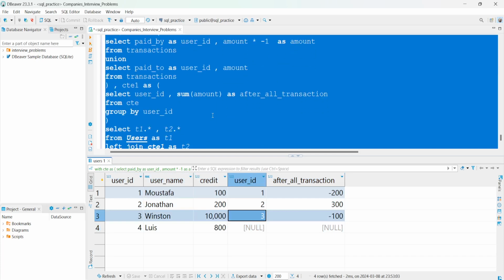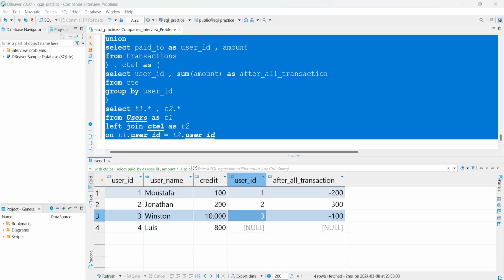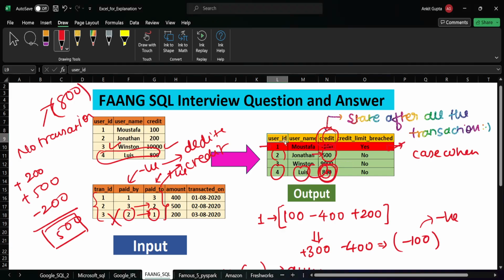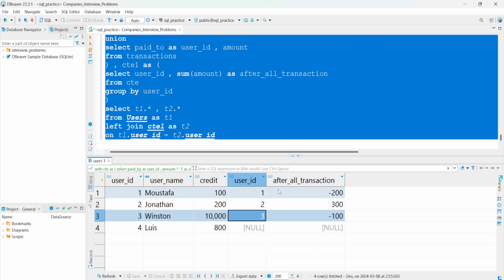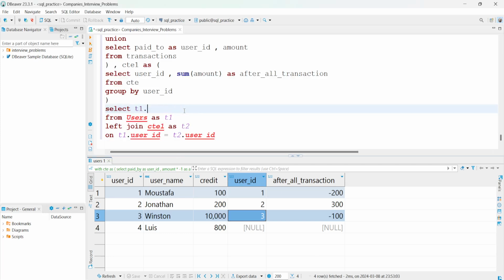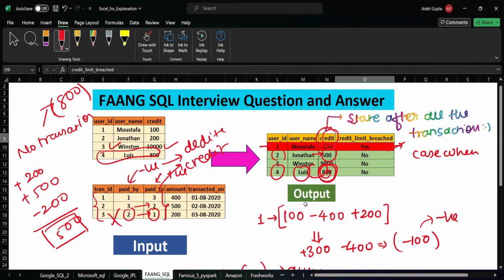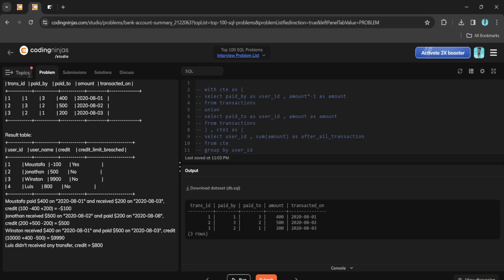Okay, so in the output, whatever things we need, we will write accordingly. In the output, we need user ID, username, credit, and this column. This column will be generated via this column. So let's grab these things. From t1 we can get user ID, and then from t1 we can get username, and we can get this. So basically this credit plus this all transactions should be summed up, right? Based on our formula.